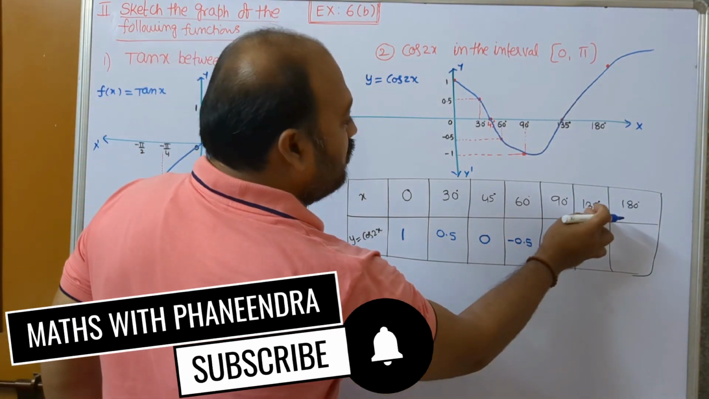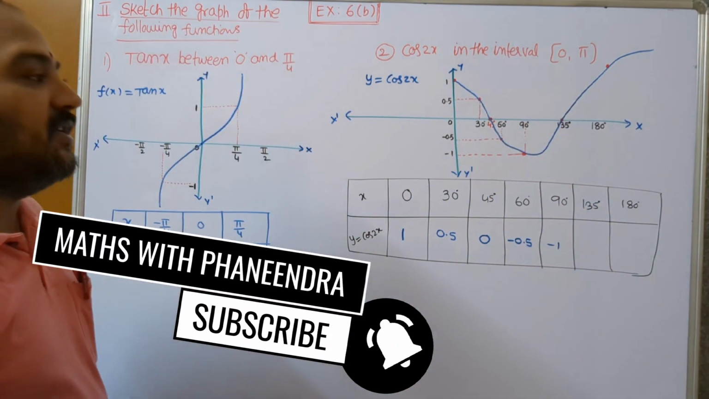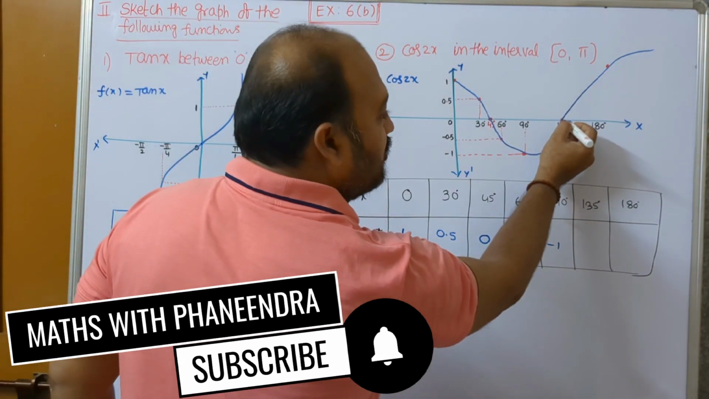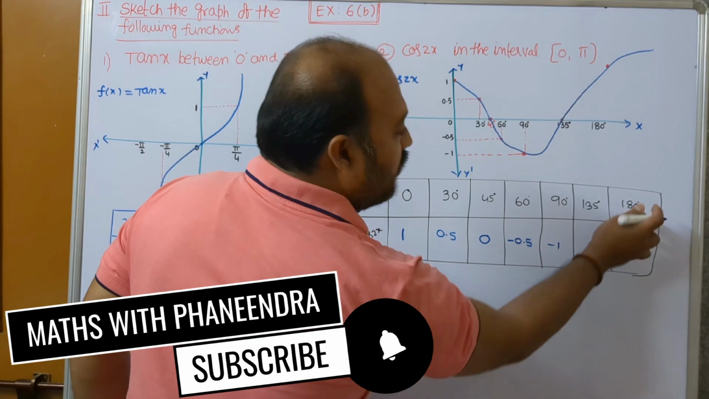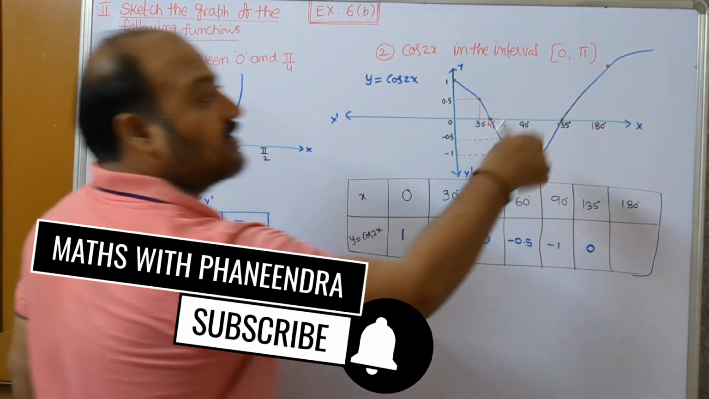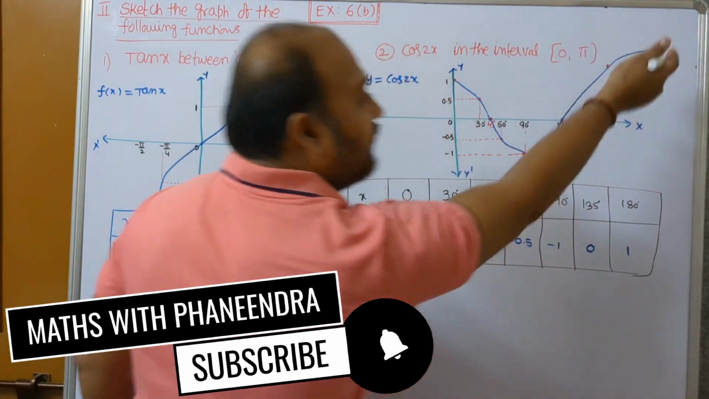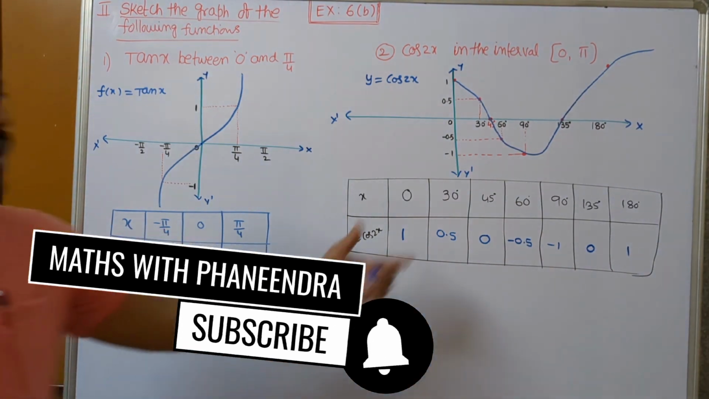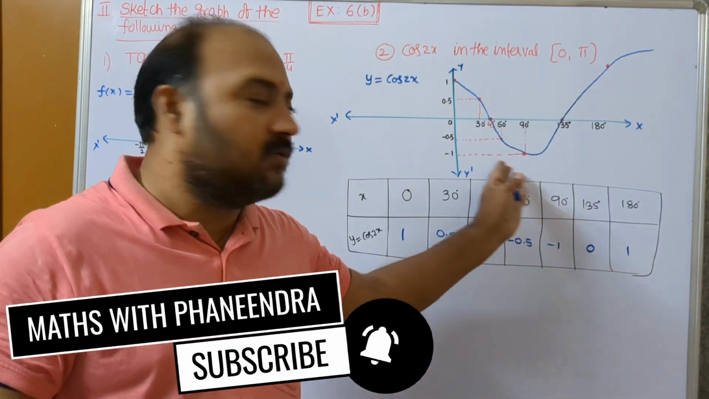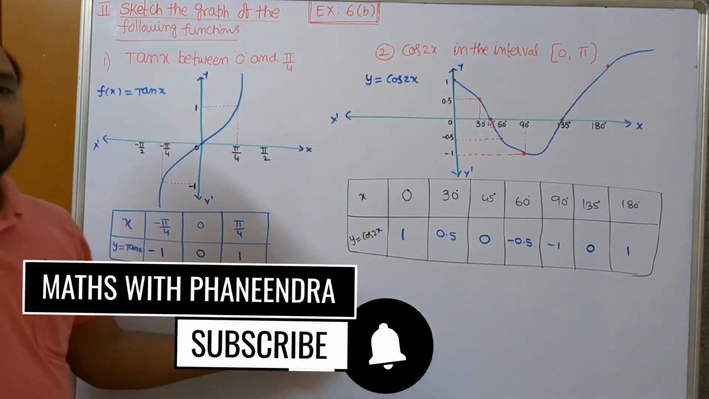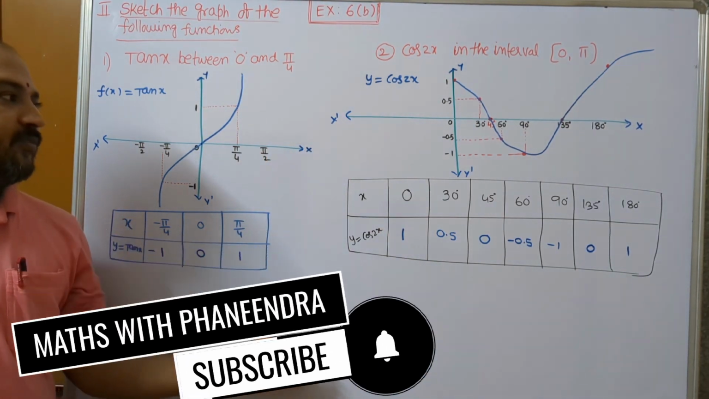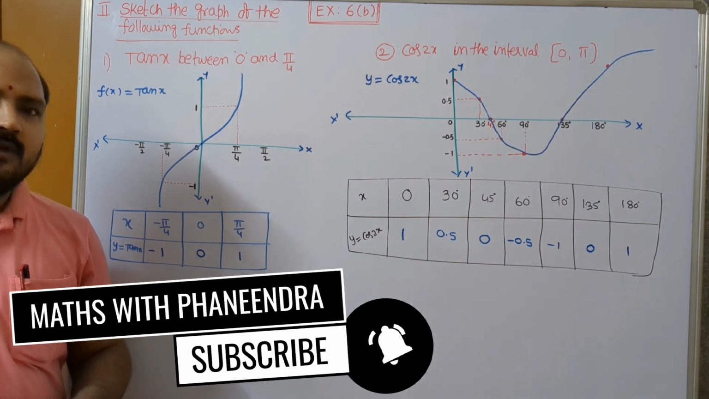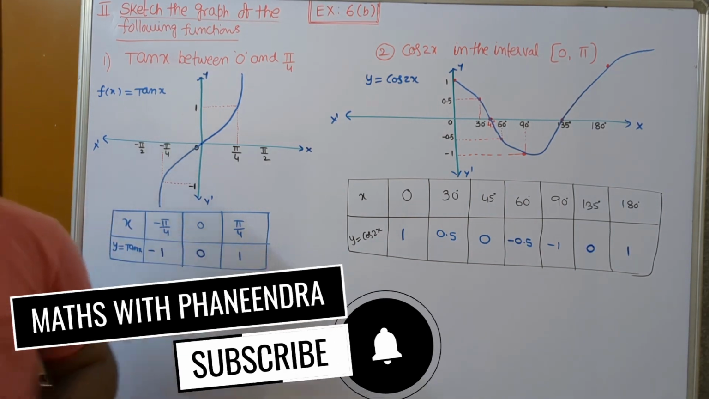Next, x is equal to 135, that means cos 270. Cos 270 is 0, so it is on the x-axis itself. Next, cos 180 into 2, cos 360, that value is 1, above the x-axis. You observe carefully the respective values in the given interval according to the function. This is the way you can draw that. We will move on to another question.